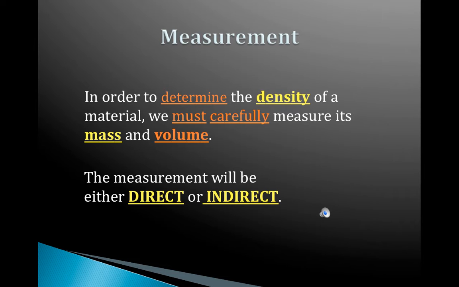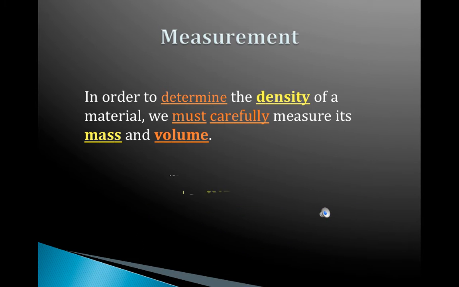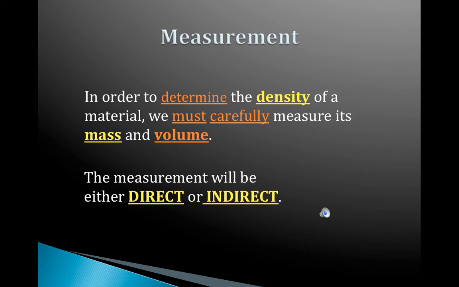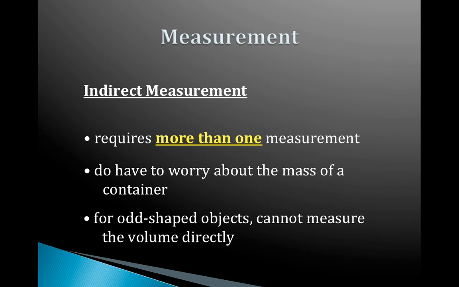Measurements we'll do for mass and volume will either be direct or indirect, so we have to explain what that means. Direct measurement is very nice. It requires only one measurement. We don't have to worry about the mass of the container. We can get the volume directly, these kind of things.